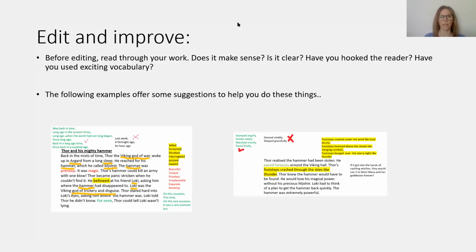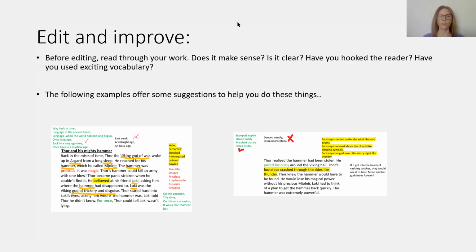Right, so now you've written, like I said to you before, sagas can be quite long. And if I was to say to you, right, go and write your saga and then edit and improve, it would be quite a big task for you to do. So we want you to edit and improve your introduction today. So I've just put some slides on here to help you see how you might do that, okay?